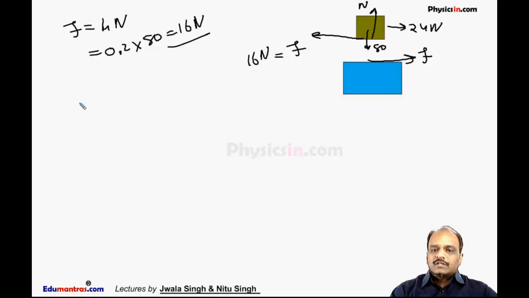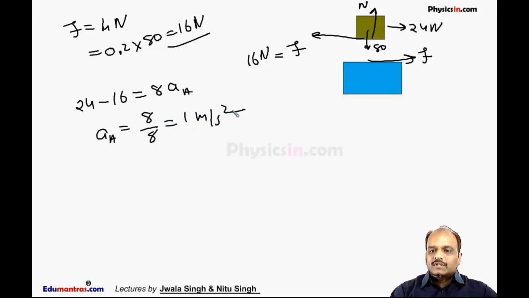So I will write the equation as 24 minus 16 is equal to 8 into acceleration of A. So from here we get acceleration of A is 8 by 8, that is equal to 1 meter per second square. In the same way, for block B there is no friction on the ground, so we can say F, that is equal to 16, is equal to mass of this block, 4, into acceleration of block B. So acceleration of block B is 4 meter per second square.